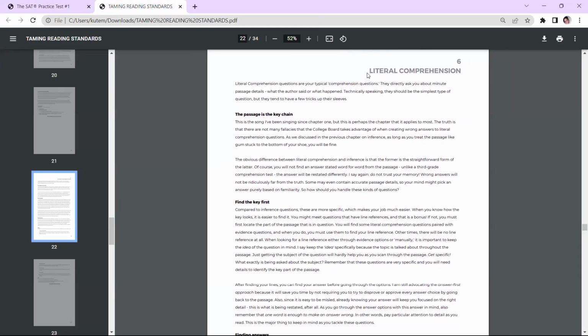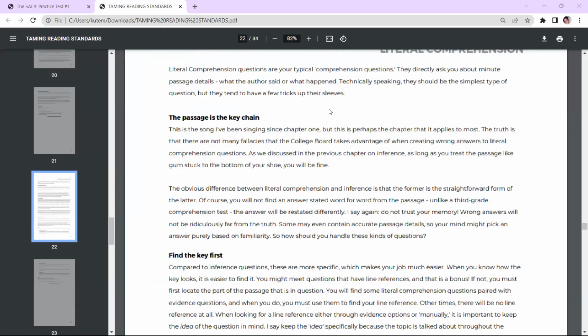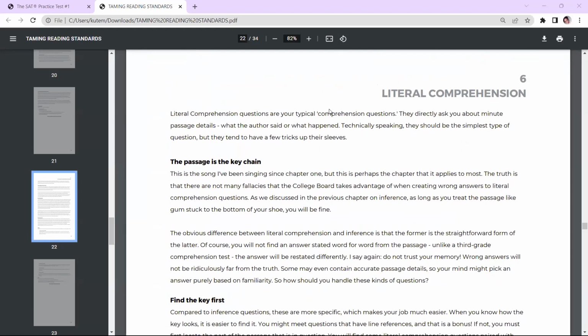And can you guys see the literal comprehension? Just making sure. Yes, ma'am. All right, great. Okay, so as usual, if you miss something and you want me to repeat, just let me know. Okay, this is a good size.